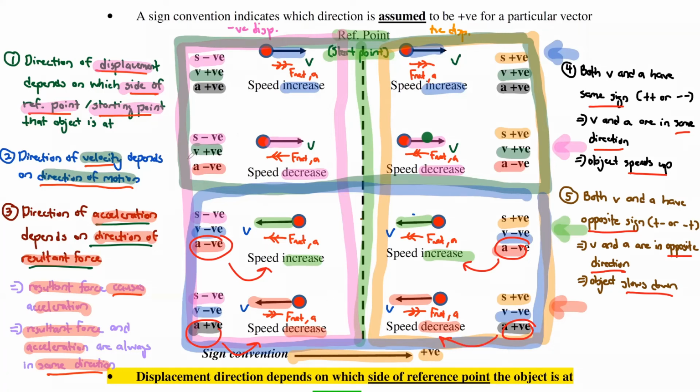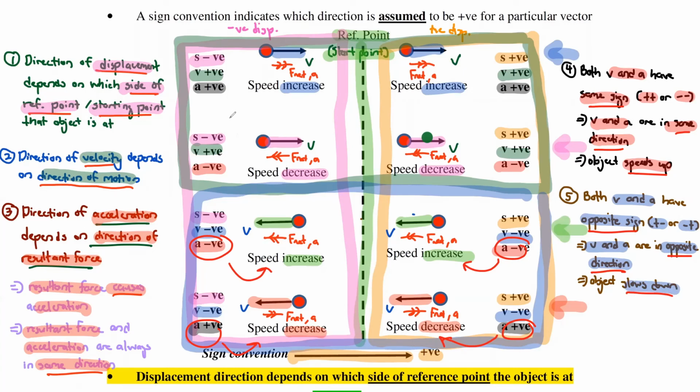So how do we then determine whether an object is actually speeding up or slowing down? We would need to look at the sign of the velocity and acceleration. If both velocity and acceleration have the same sign, either positive positive or negative negative, that means that velocity and acceleration are in the same direction, therefore the object speeds up. On the other hand, if both velocity and acceleration have opposite signs, either positive negative or negative positive, that means that both velocity and acceleration are in the opposite direction. The object will therefore slow down.